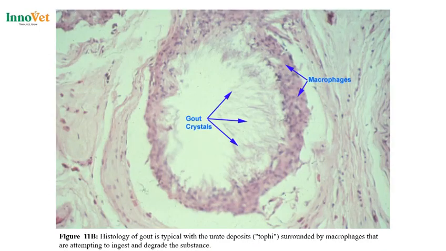So this is the histological section of gout. As stipulated earlier, such lesions are circumscribed or surrounded by macrophages, and the urate crystals, or what we termed the tophi, are within the center. This is the histology of gout that is typical of urate deposits surrounded by macrophages that are attempting to ingest and degrade the urate crystals or these substances. This is why you have inflammation, and they cause chronic inflammation.